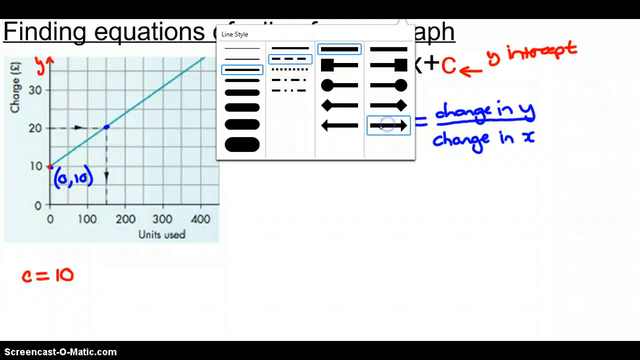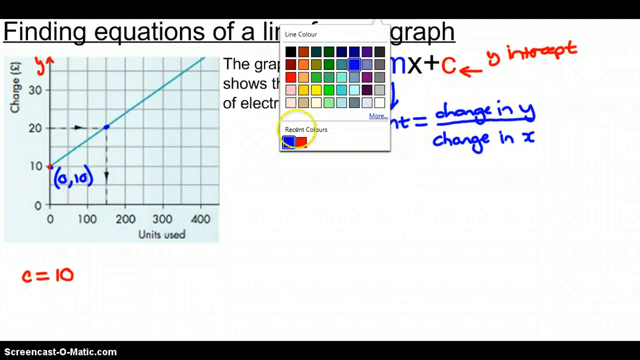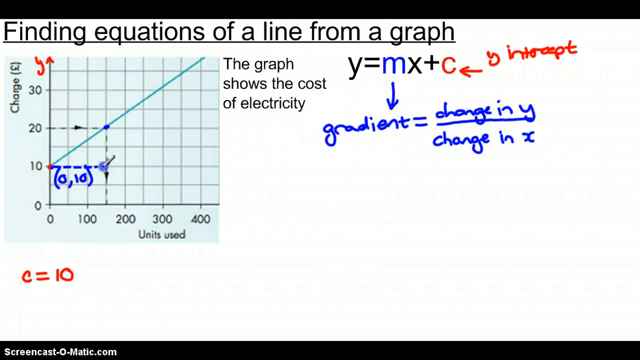Right, if we just select a line in blue, so from that point I'm going to go across horizontally, and then I'm going to go vertically up to that one. So our point up here, we've got 150, 20. So those are our 2 points, and now we're going to try and work out our gradient.